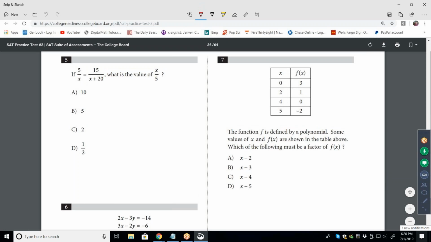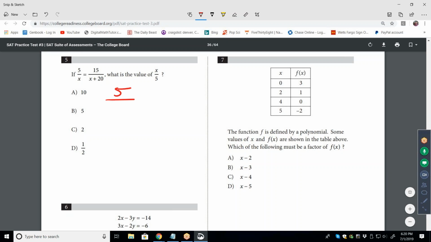Alright, I can write on it. It's getting rid of it that's going to be the problem. So if 5 over x equals 15 over x plus 20, what is x over 5 equal to? It's a little harder equation to solve, but that's all it is, an equation with one variable. So you really need to solve for x to solve this problem.